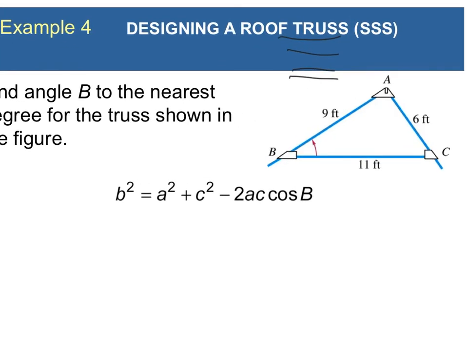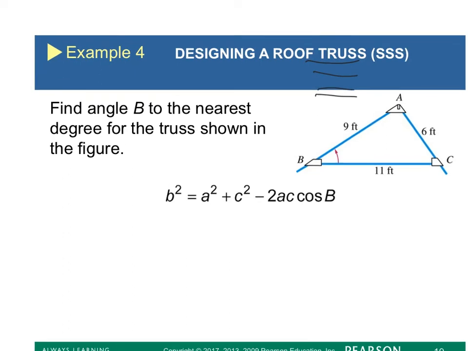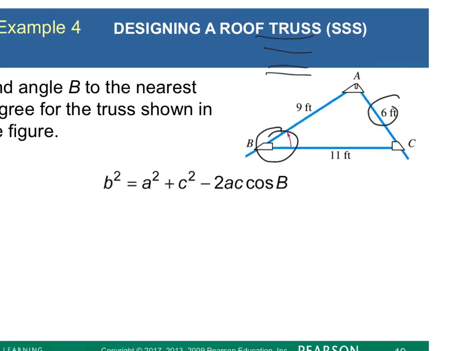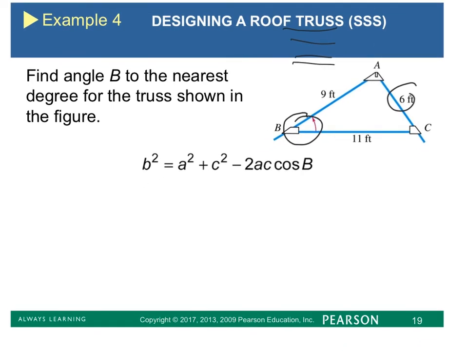Okay, we're looking for just one angle, angle B. So that matches up with here. So that works out good. And I have my formula already. B squared is equal to A squared plus, okay, so let's plug everything in.